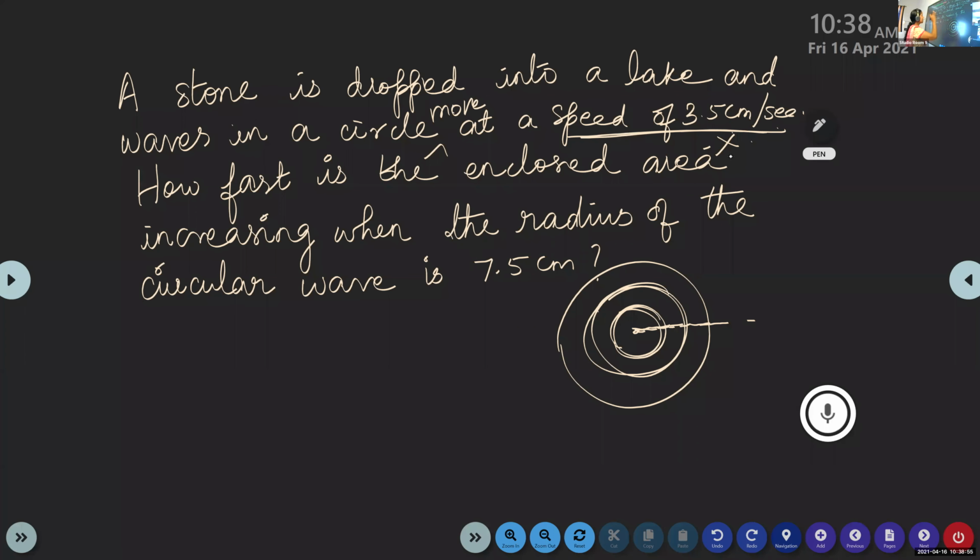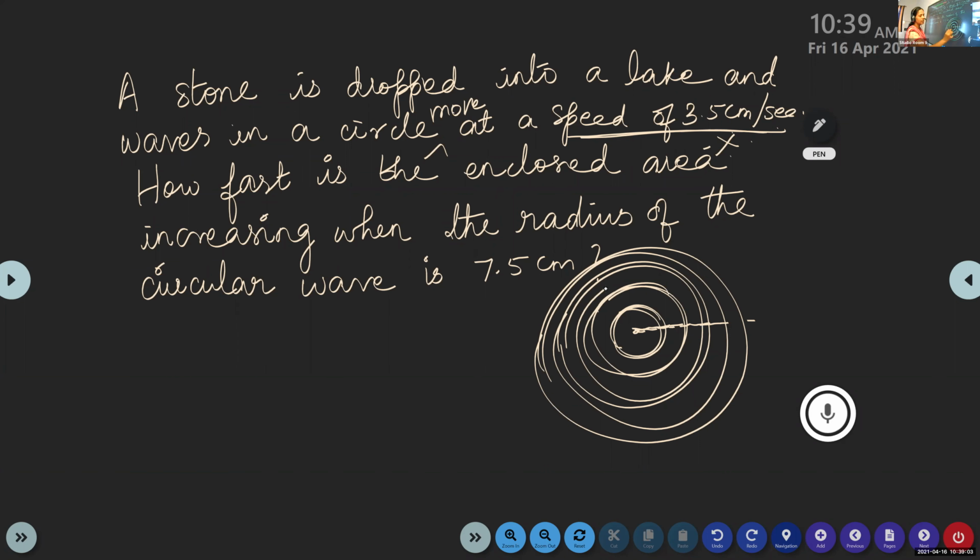The circle is moving with the speed, so the center is not changing. The circle is only going on increasing like this, so that means the radius is going on increasing. Suppose we take R to be the radius and A to be the area.